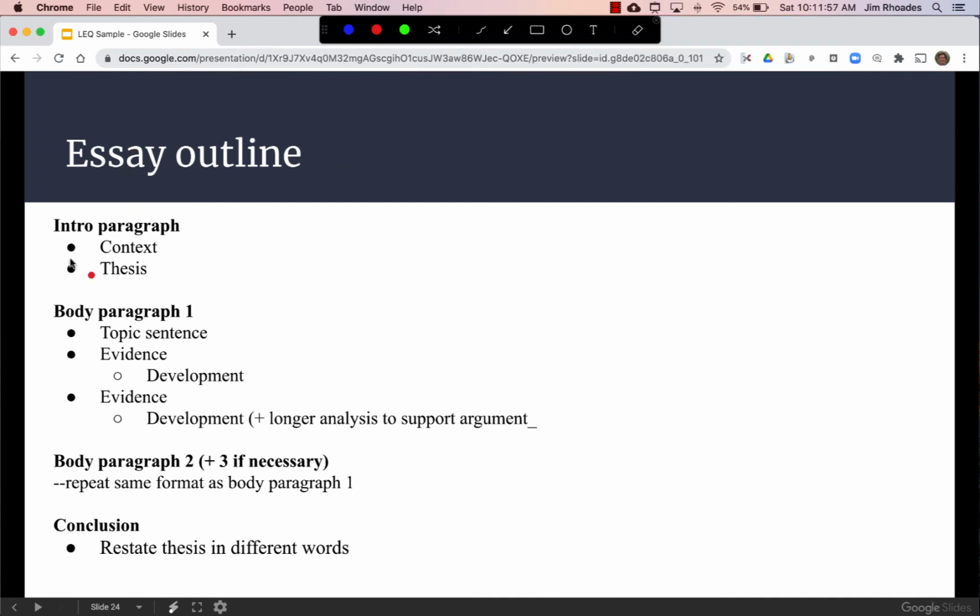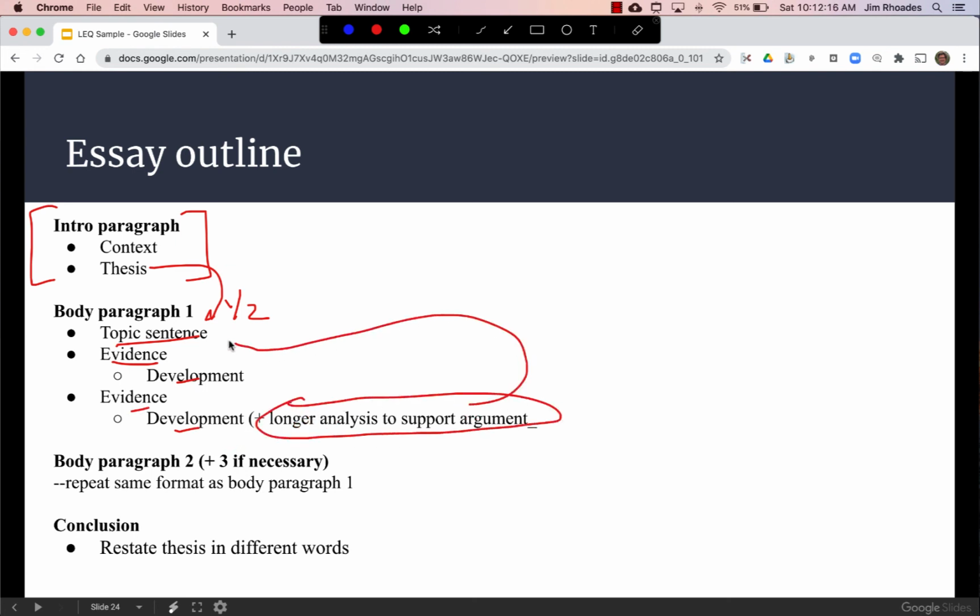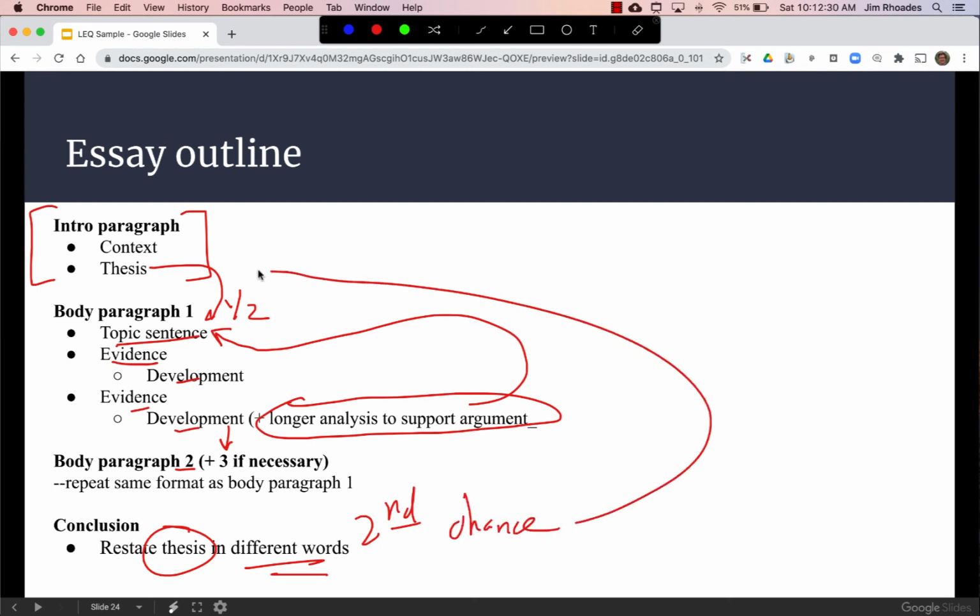What an LEQ looks like is you have that intro paragraph with context and thesis. This is the same as the DBQ. In a body paragraph, you have your topic sentence, remember, which is half of your thesis. At least two places where you have evidence with development. That last development is the longer one that supports the argument you made here. You repeat it again, possibly a third time if you have three categories of analysis. It's up to you. In your conclusion, you restate your thesis in different words for a second chance to earn the thesis point when it is scored. That's your overview of how to write the LEQ, and we hope that that is helpful.